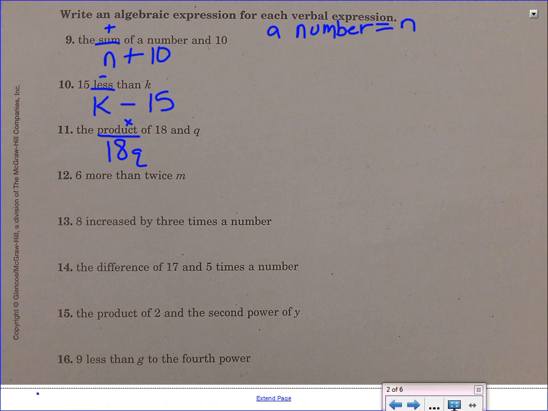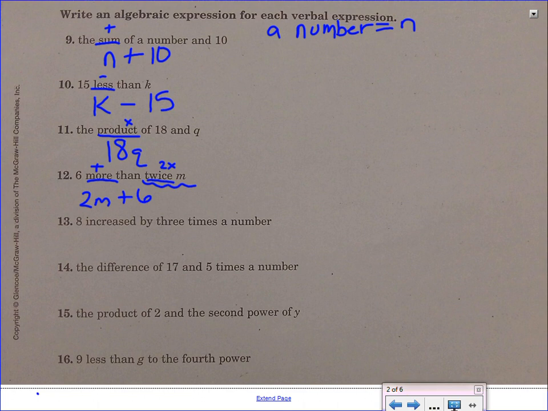6 more than twice m. So 6 more means plus. Twice means 2 times that. So multiplication. So I'm going to start with the twice m. And that's going to look like 2m, because there's a variable. If I stick a 2 next to it, it means they're multiplied. And then 6 more, I'm going to add on at the end.